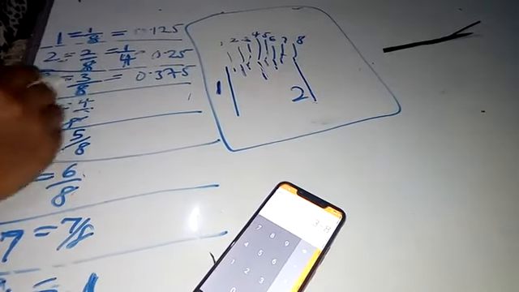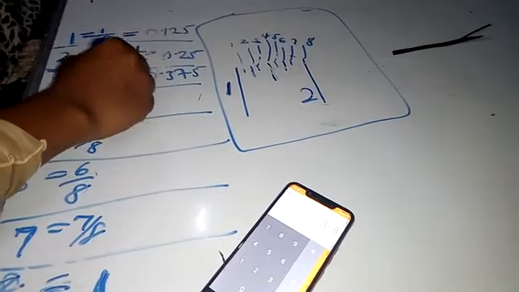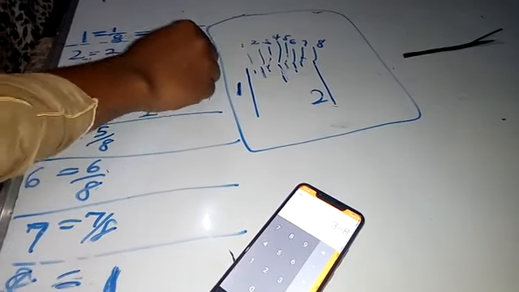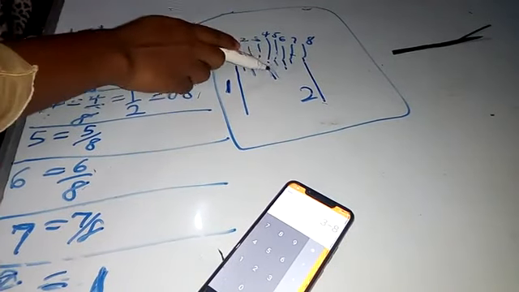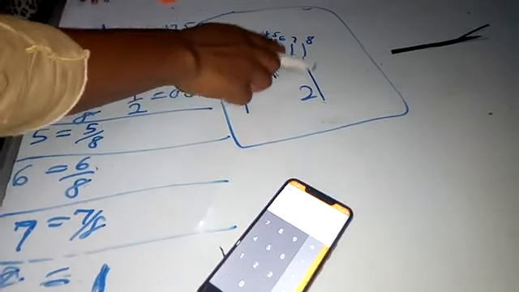The fourth line is 4 over 8. It's the same thing as half, 1 over 2, which is 0.5. So that is the fourth line, and it's actually the longest, apart from this longest line here.